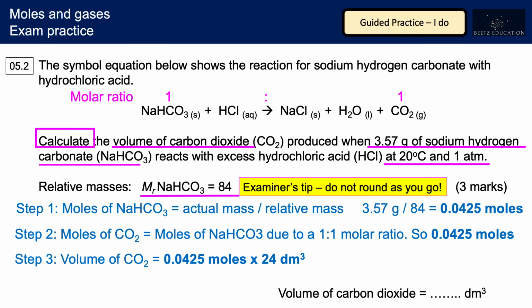Next step is to multiply the moles of carbon dioxide by the molar gas volume, 24 decimeters cubed. Final answer, 1.02 decimeters cubed. I get 1 mark for my moles of sodium hydrogen carbonate, 1 mark for using the molar ratio to determine the moles of carbon dioxide, and then 1 mark for my final answer.